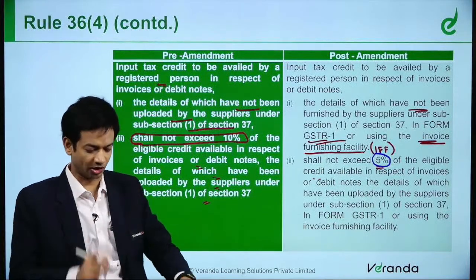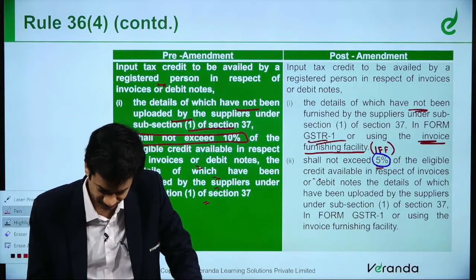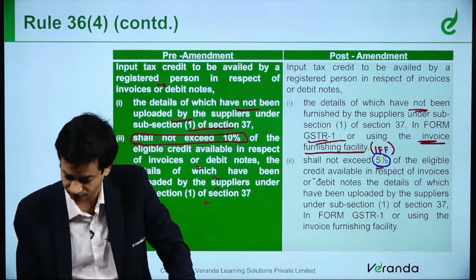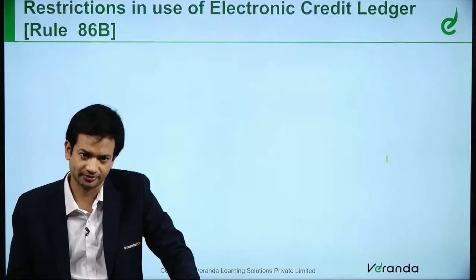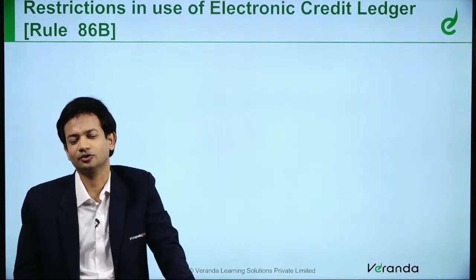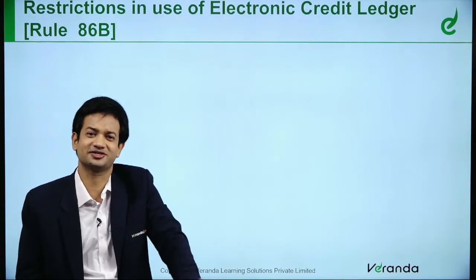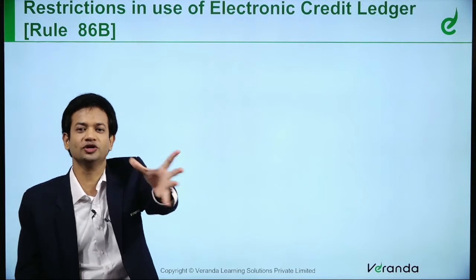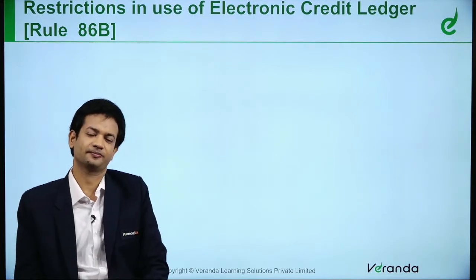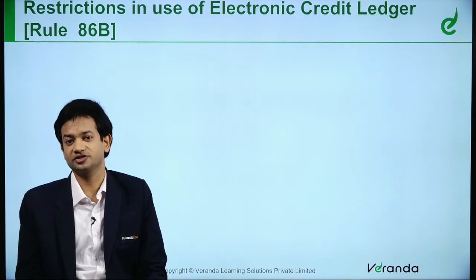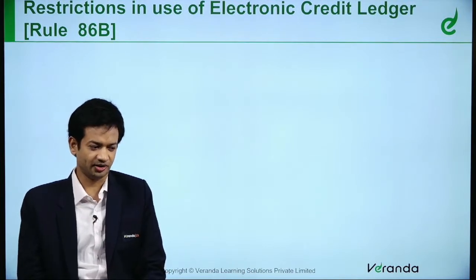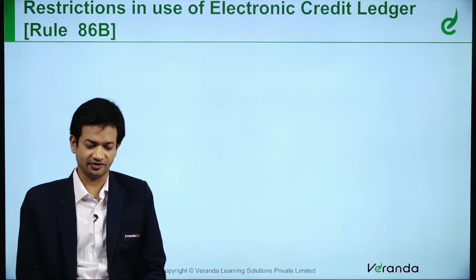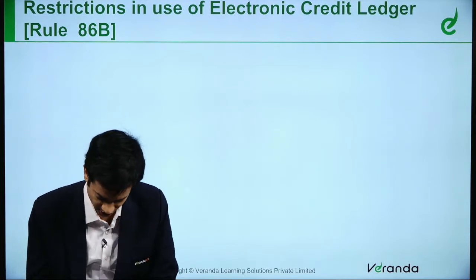Right? So this is the important amendment here, 10 reduced to 5%. Now coming to the next important amendment. Instead, this is a new insertion, a new rule is introduced, Rule 86B. Now this Rule 86B is important from an exams perspective again, because it made a big difference in the way we claim input tax credit. So I'll give you an example of what this talks about.